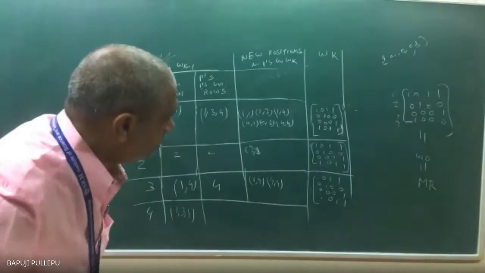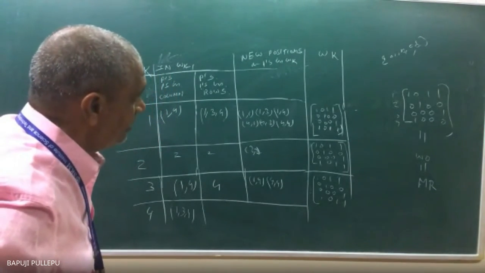In the fourth row, who is standing one? Where is standing one? 1, 3, 4. Very good.